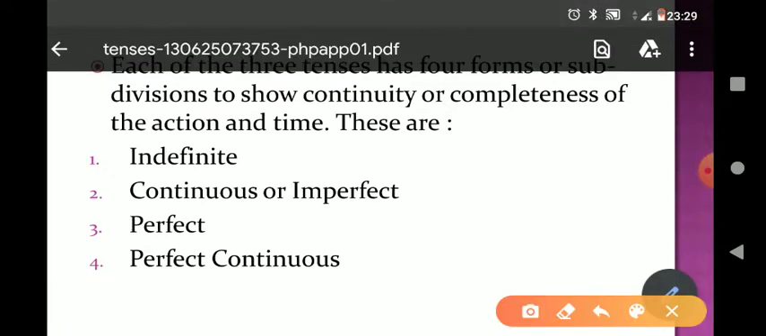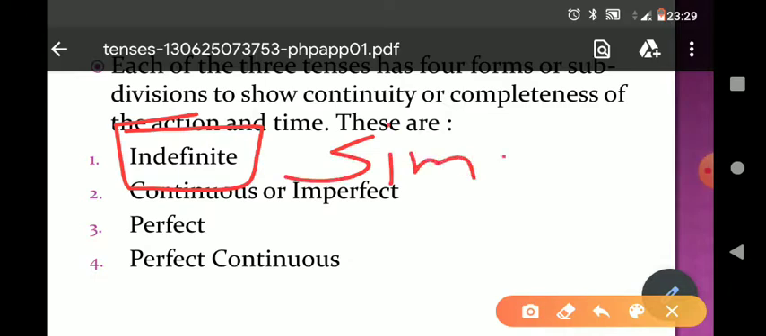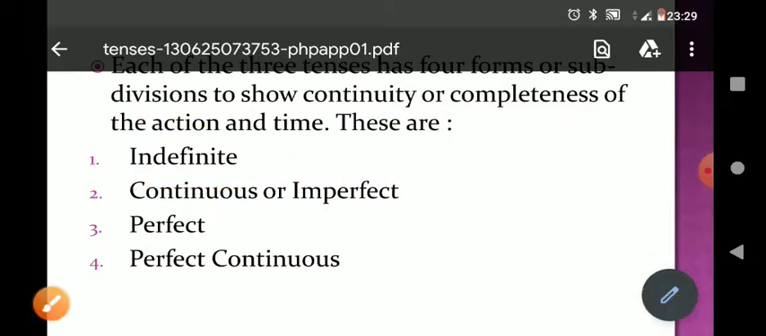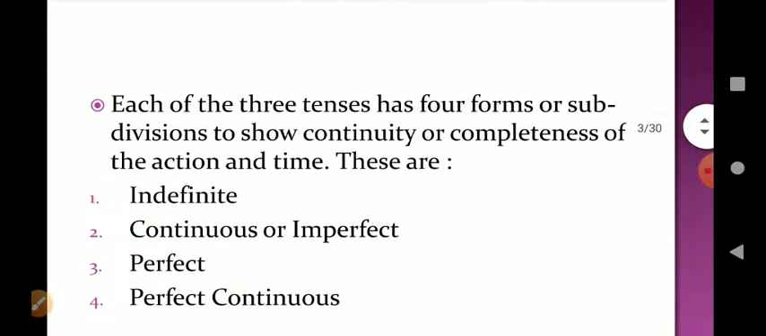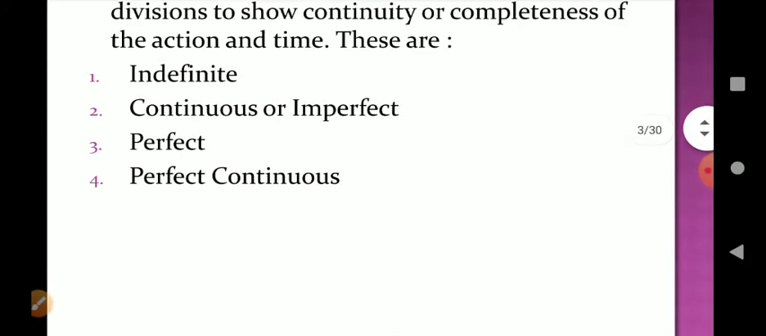Like you are seeing, first is indefinite. Indefinite is also known as simple. You must have heard simple present tense, simple past tense, or simple future tense. That is also known as indefinite. Like present indefinite tense and simple present tense are the same. Second is continuous, third is perfect, and fourth is perfect continuous. These are the four subtypes of three tenses. We will study in a descriptive way.